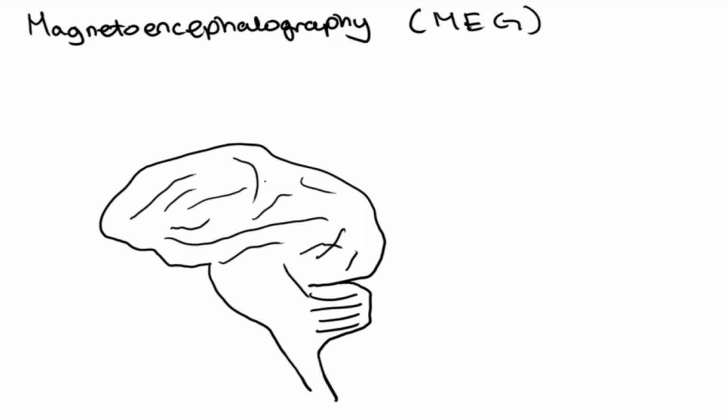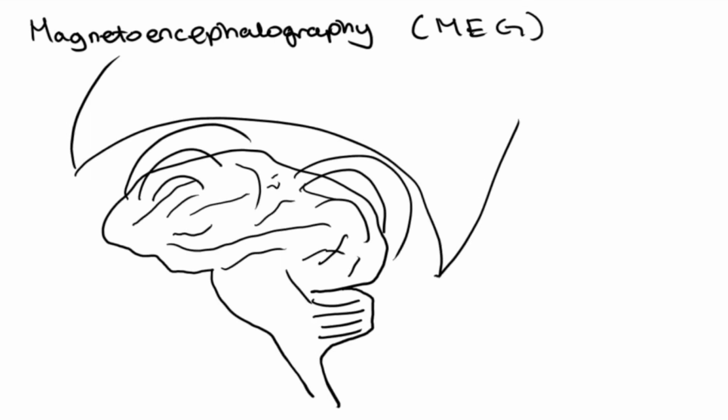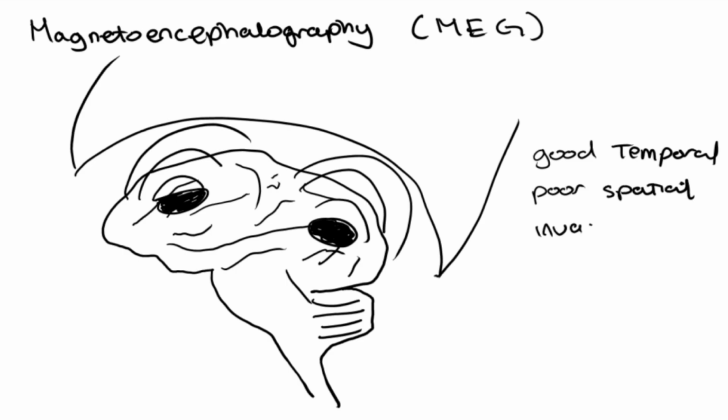Another technique is magnetoencephalography, which involves the use of a machine to pick up magnetic fields generated by the brain, because the brain's electrical currents generate magnetic fields which are then picked up by the machine. And while performing cognitive tasks, we can look at which areas of the brain are affected by these tasks. This too has good temporal resolution, but poor spatial resolution and is invasive.